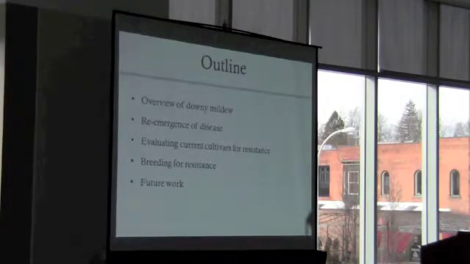So, a general outline of what I'd like to talk about. I'll first give an overview of the disease, show you some symptoms that we've seen in our field, talk a little bit about the pathogen that causes the disease, and then we'll talk about why it's become a problem after decades of not being a problem. And then I'll talk about some of the work we've been doing to evaluate some of the popular cucumber cultivars for resistance, and then some of the breeding work we've been doing to develop improved resistance.